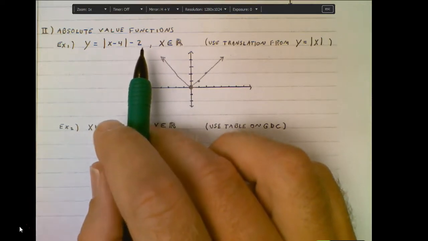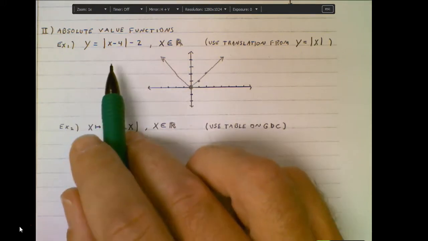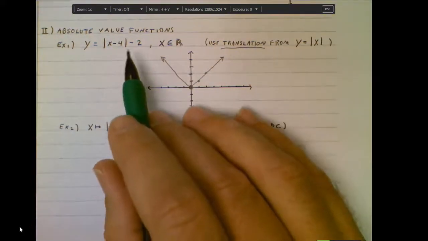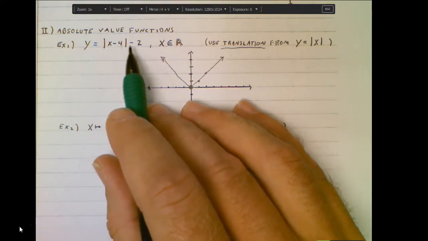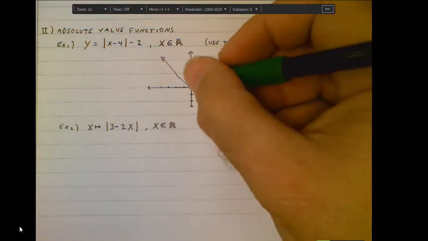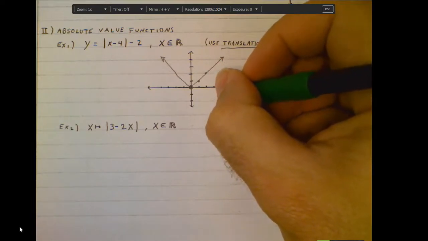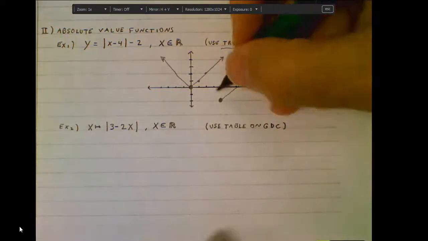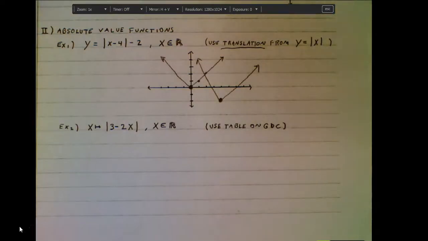But let's see how this would affect the parent function. There's always a couple ways you could do this. You can do it in the calculator, which I'll show you in a second. You could make a table of values. The easiest way is to just use a translation. If you remember your translation rules, this tells me I'm going to shift 4 units to the right, and this tells me I'm going to shift 2 units down. So if I took that whole graph and went 4 units to the right and 2 units down, then I can get my graph doing that. So that's an easy way, just by using those translation rules.